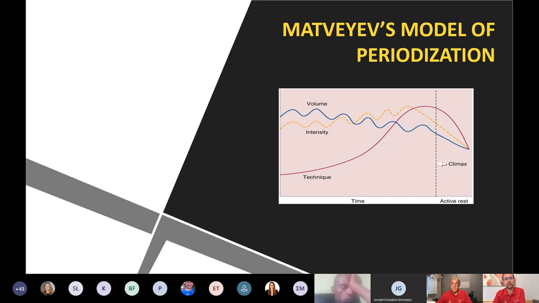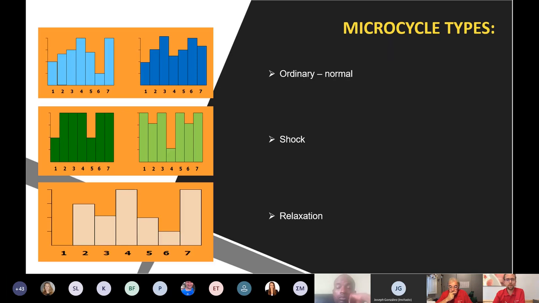And going over to the microcycle types within the periodization, we do differ between three types. The first one is the ordinary or normal microcycle type, which you can see at the top on the left. It is characterized by the classic distribution of training sessions with a higher or lower load. Training sessions with medium and sub-maximum loads prevail. The focus is on readiness and maintenance.